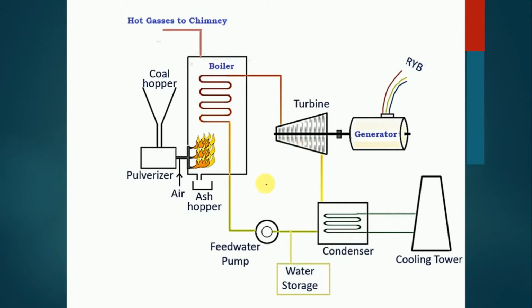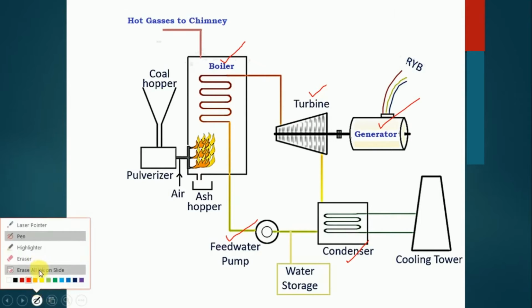In the thermal power plant, basically there are 4 to 5 main components. First component is the boiler. Then next is the turbine. Then third one is the generator. Fourth one is the condenser, and fifth one is the feed water pump. These are the major components in the thermal power plant. By combination of all these, we are going to generate electricity. So let's see the function of each component.